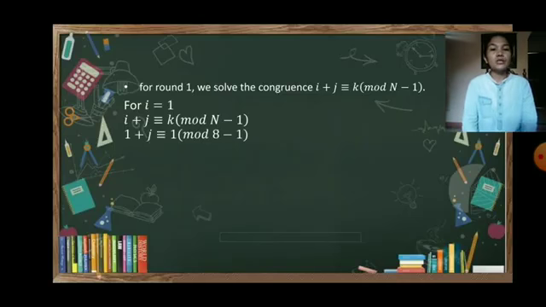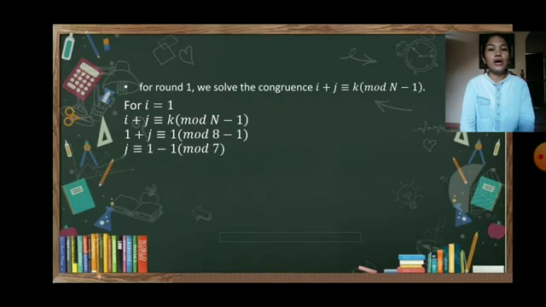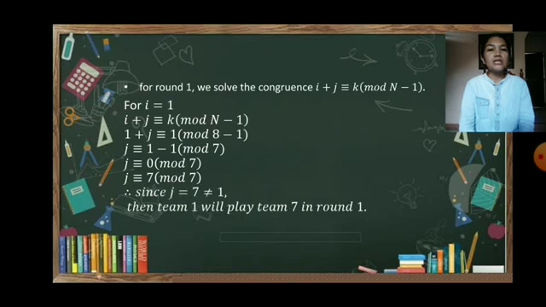For i is equal to 1: i plus j is congruent to k mod n minus 1. Then 1 plus j is congruent to 1 mod 8 minus 1. j is congruent to 1 minus 1 mod 7. Then j is congruent to 0 mod 7, and 0 mod 7 is also congruent to 7 mod 7. Since j is equal to 7 and 7 is not equal to 1, then team 1 will play team 7 in round 1.